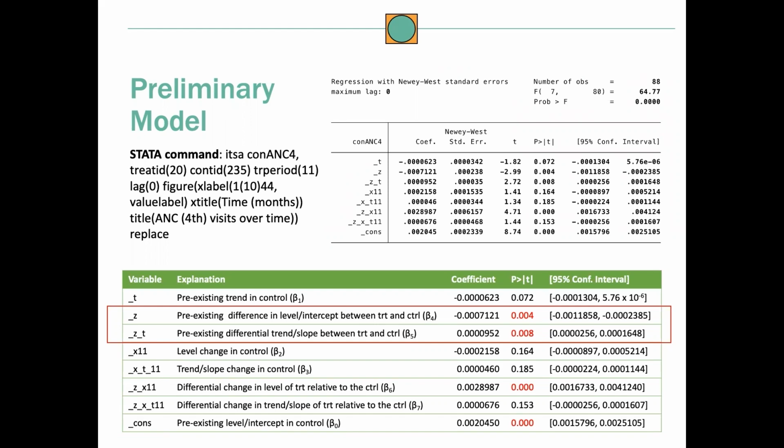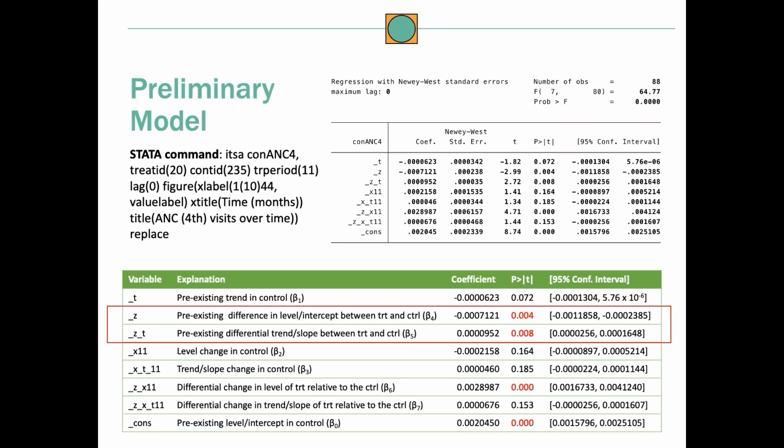Another way, so what we looked at was our p-value. And so p-values for these coefficients should not be statistically significant. Some researchers suggest that the p-value should be greater than 0.1 on both our baseline slope and baseline level.